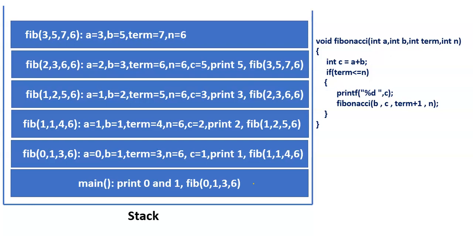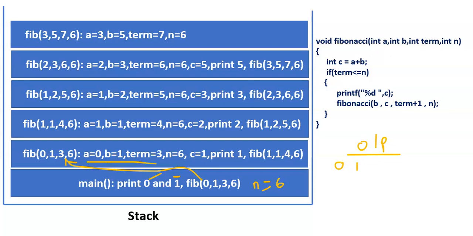Now assume that in this function n value is 6. Initially it is printing 0 and 1. We got output 0 and 1. That means we want to print 6 terms. Now it is calling the Fibonacci function, passing values 0, 1, 3 and 6. 3 means third term. And here a value becomes 0, b value is 1.